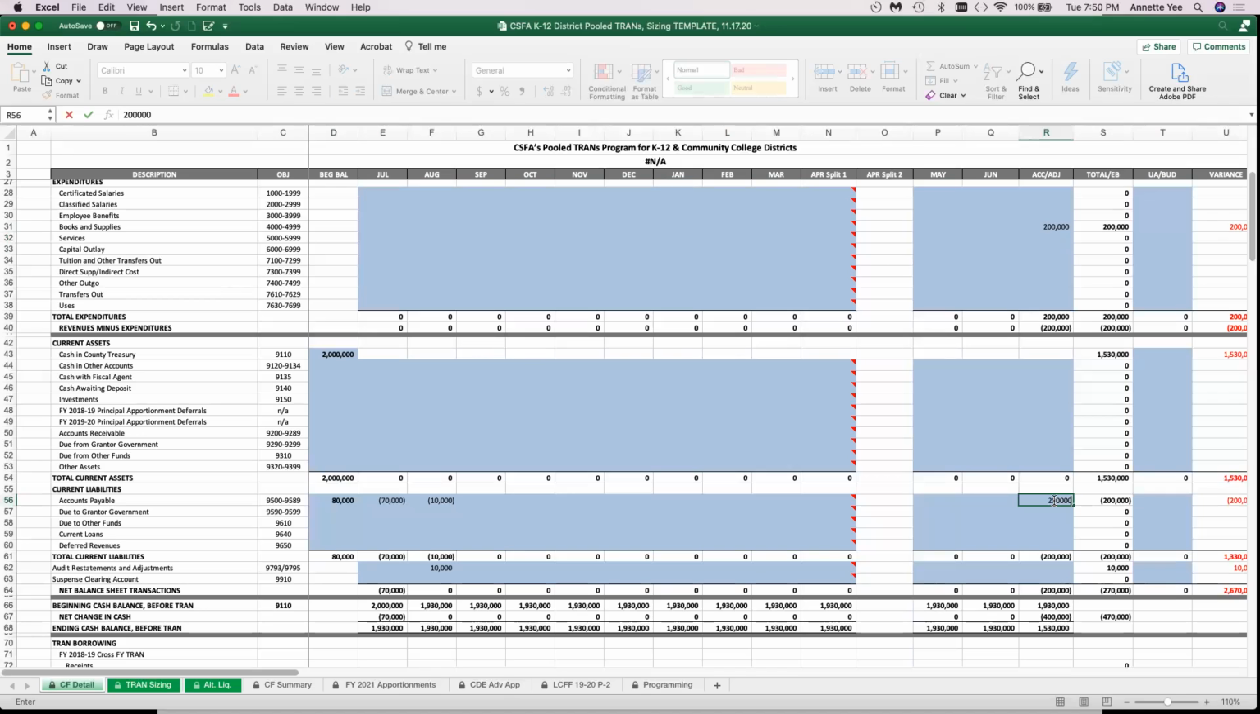Exactly, because we want to show that we owe the money, right? Because then you want a positive accounts payable, not a negative accounts payable. I get it. Right, and we don't want our cash to change because we haven't had the opportunity to pay the vendor yet. Okay, so we were at 1,930,000 for our cash, and now we're still at 1,930,000 with our cash.